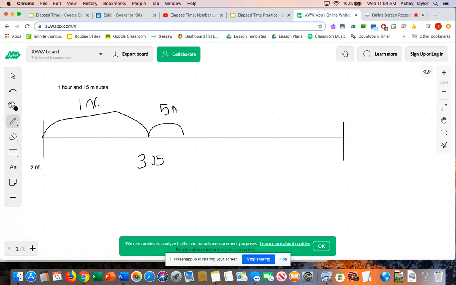I'm going to put an M for minutes. 5 minutes past 3:05. 5 more than 5 is 10. Now I need to make that last hop of 10 minutes to make my total 15. 10 and 10 makes 20, which means that the answer to my problem would be 3:20.